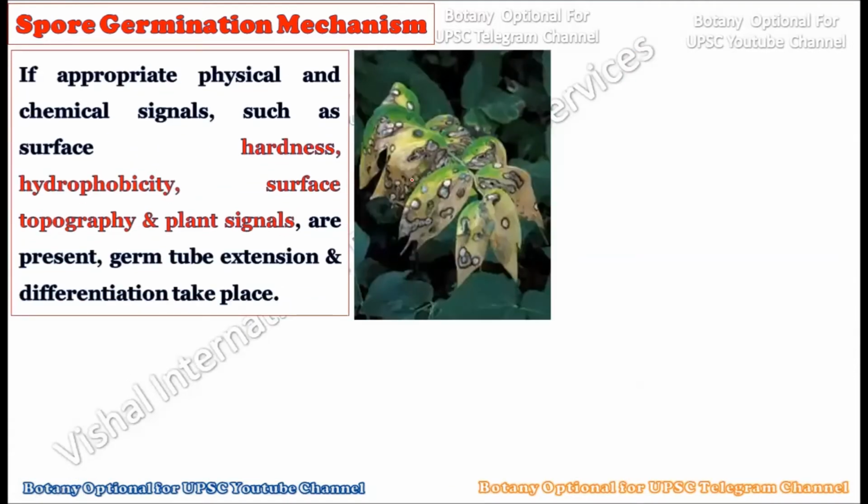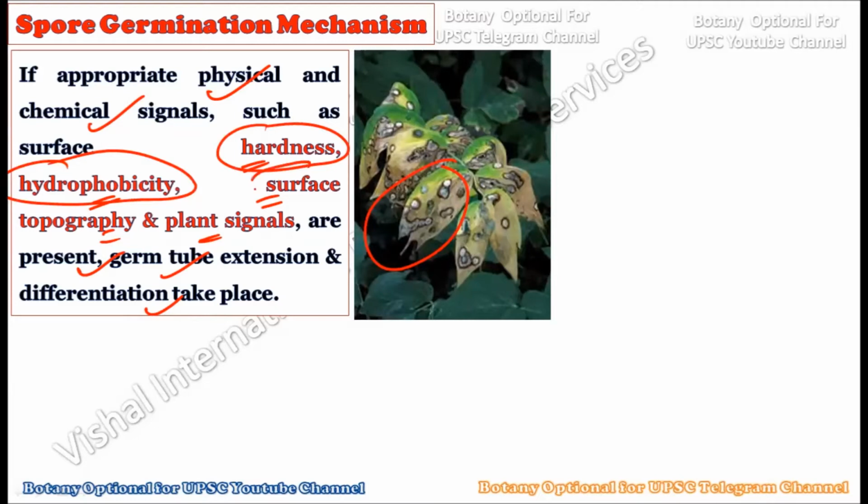Okay. Now, if appropriate physical and chemical signals such as the surface hardness, the hydrophobicity, the surface topography, and the plant signals are present, then the germ tube extension and differentiation takes place, which results in the formation of appressorium. Okay. So here, which types of signals, physical or chemical, are collected by the germ tube? The very first is the hardness of the surface of the plant. Then what is the hydrophobicity of the plant surface? Then the surface topography, which type of topography is there, and the plant chemical signals. So you can say both physical signals as well as chemical signals are involved in this particular process.